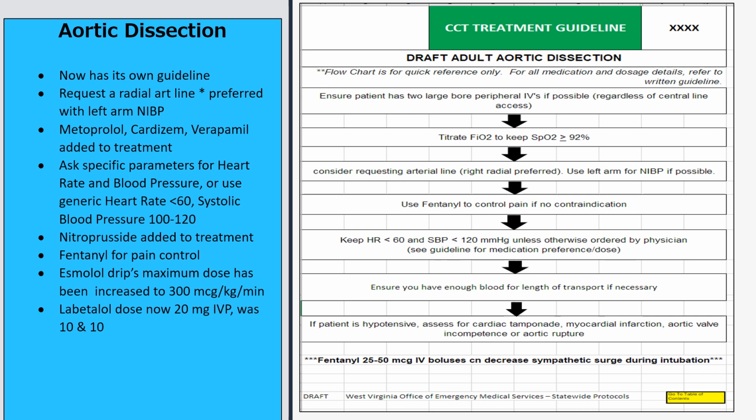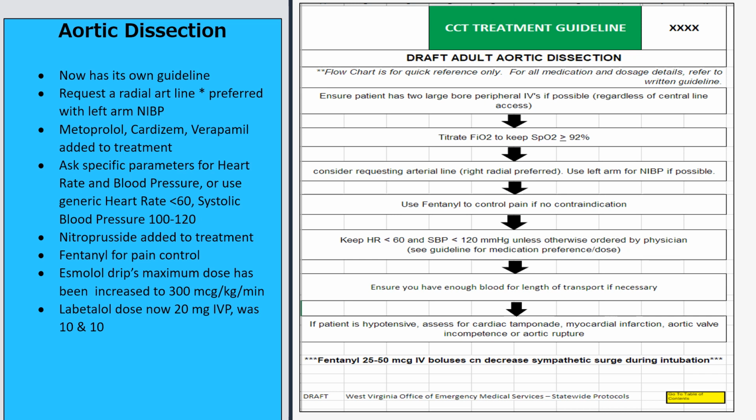CCT treatment guideline, aortic dissection. The flow chart is for quick reference only. For all medication and dosage details, refer to written guidelines. Ensure the patient has 2 large bore IVs, if possible, regardless of central line access. Titrate FiO2 to keep SpO2 greater than 92%.